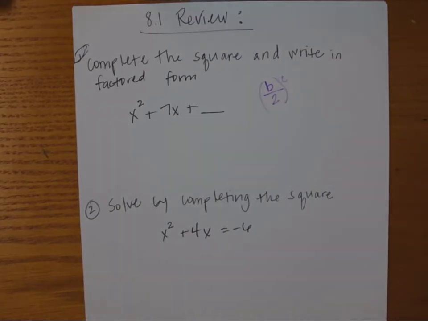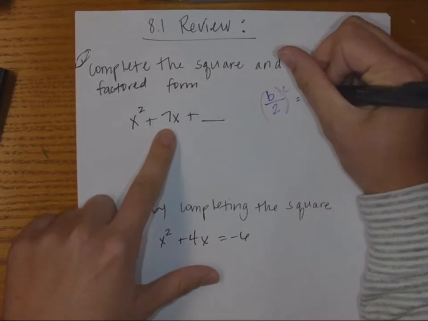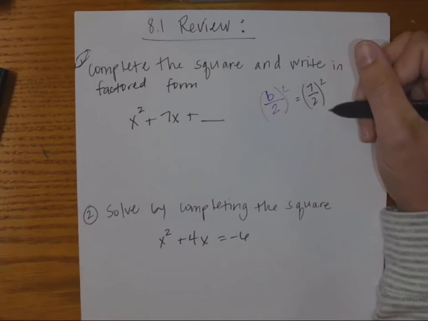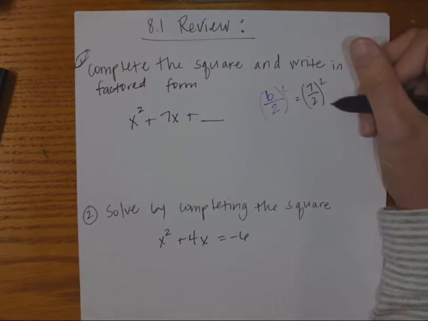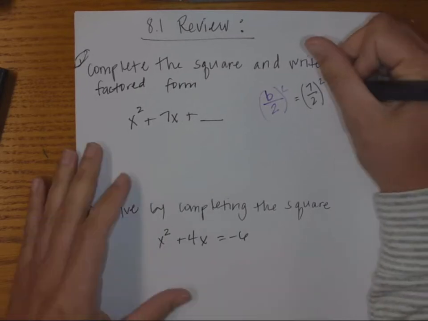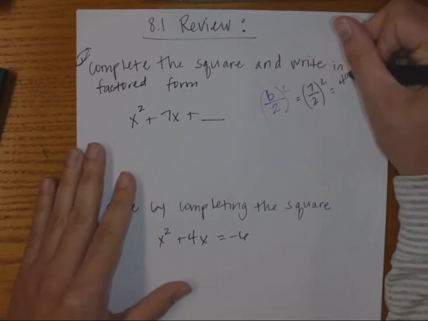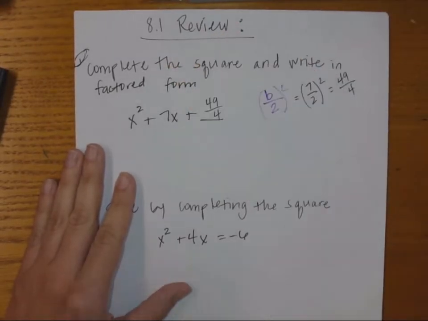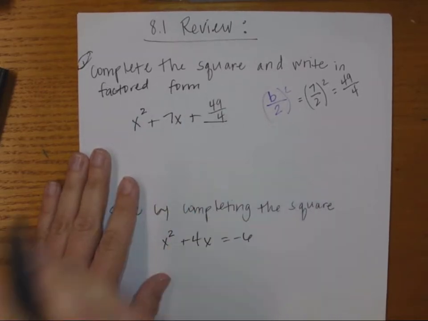And for this problem, my b value is 7. So it would be 7 divided by 2 squared. I can't reduce 7 over 2. I can't divide it evenly, so I'm just going to leave it as 7 halves, and I'm going to square it, square the top, square the bottom. 7 squared is 49, 2 squared is 4, so 49 over 4 goes in your blank. That's the first part, the completing the square part.